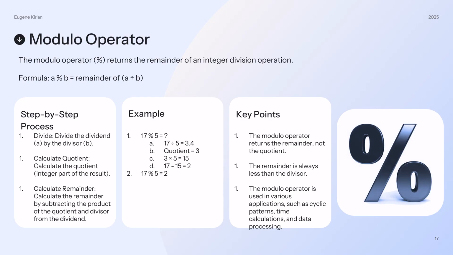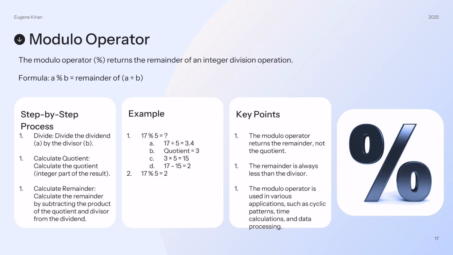Let's explore the modulo operator, denoted by the percentage symbol. Simply put, it returns the remainder of an integer division operation. The formula is straightforward. A mod b gives us the remainder of a divided by b. Let's break it down step by step. For example, let's calculate 17 mod 5.